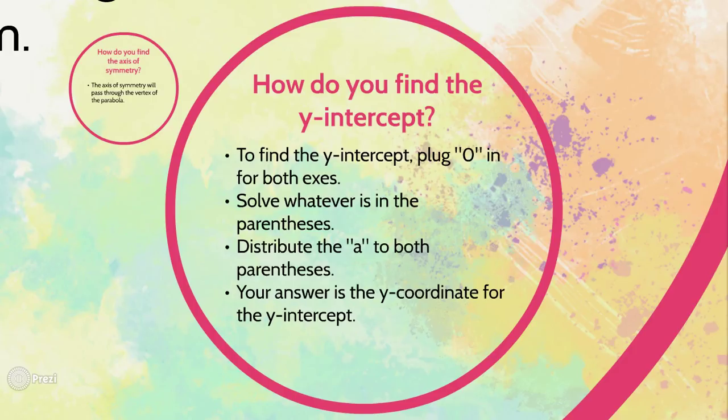To find the y-intercept, you have to plug 0 in for the x's, because whenever the parabola crosses the y-axis, x equals 0. So you plug 0 in for all the x's, and you solve the equation. And whatever you get as your answer is the y-coordinate of your y-intercept.